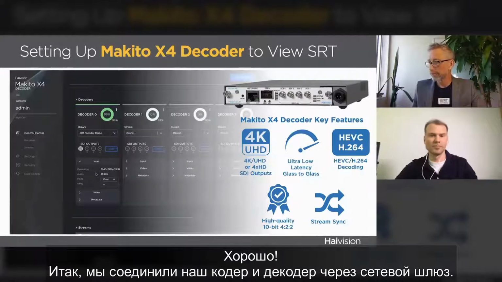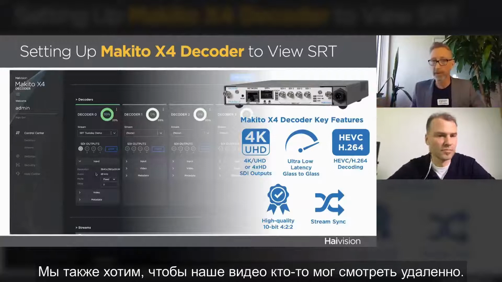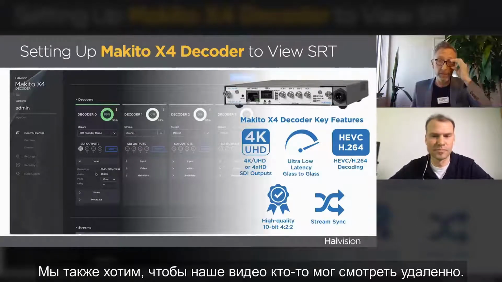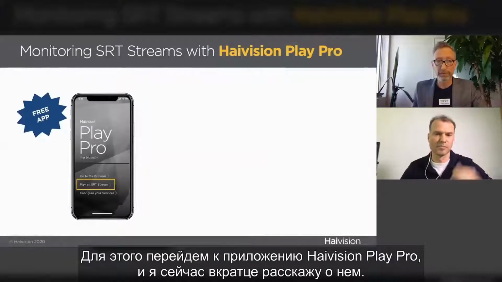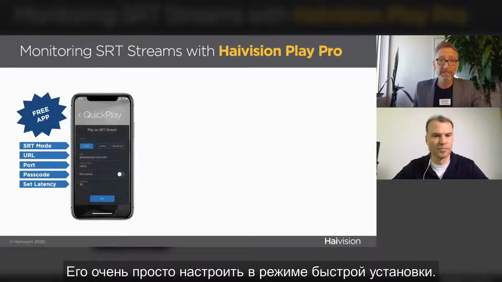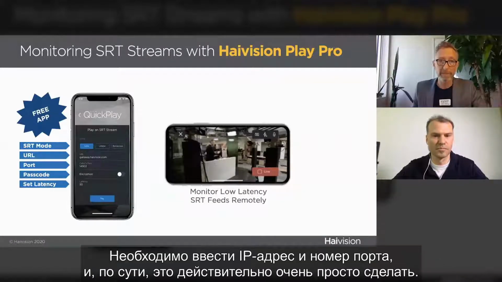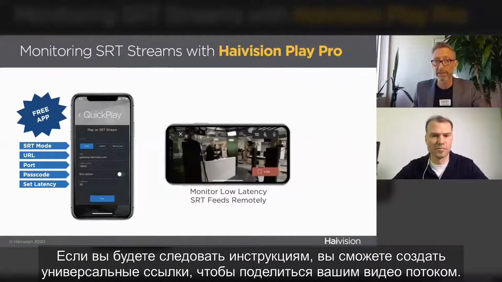Okay, so we've now connected our encoder to decoder via a gateway. We also want to enable somebody to monitor that stream remotely. So this is where we're going to switch over to the Haivision Play Pro app, and I'll just do a quick preamble here. Play Pro is something that you can use to play an SRT stream or actually contribute an SRT stream. It's very simple to configure. In the quick play mode, you put in an IP address and a port, and essentially it's as simple as that to get off the races.